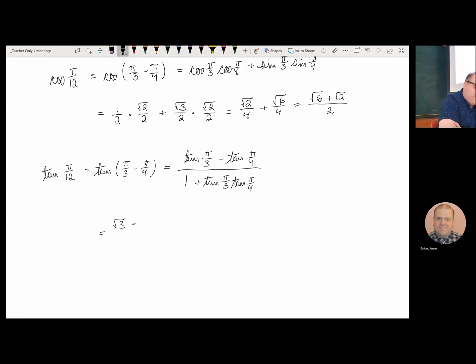Oh, no. Tangent of pi over 4 is 1. Now it's just root 3 times 1, because I like it to be symmetrical. Root 3 minus 1 over root 3 plus 1.